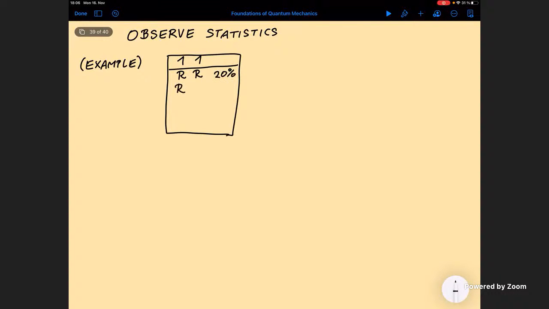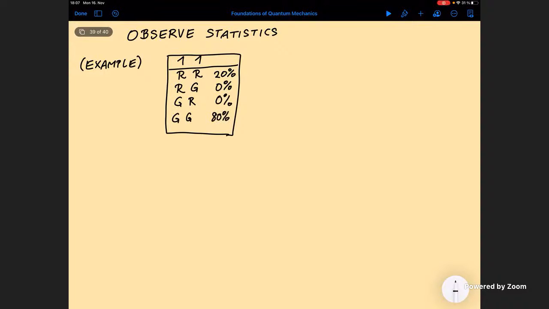What is the probability, though, to get red-green in such a case where the settings are the same? Anyone has any idea? 0. Just put the answer in the chat, 0, exactly. Because we said whenever the settings are the same, then the colors also must be the same. So red-green is simply excluded. Likewise, green-red is excluded. But green-green, again, is one of the possibilities. And since everything has to add up to 100%, probably this is 80%.